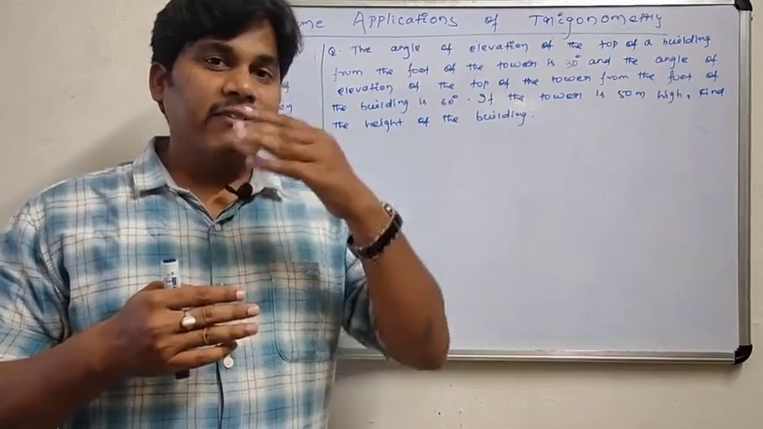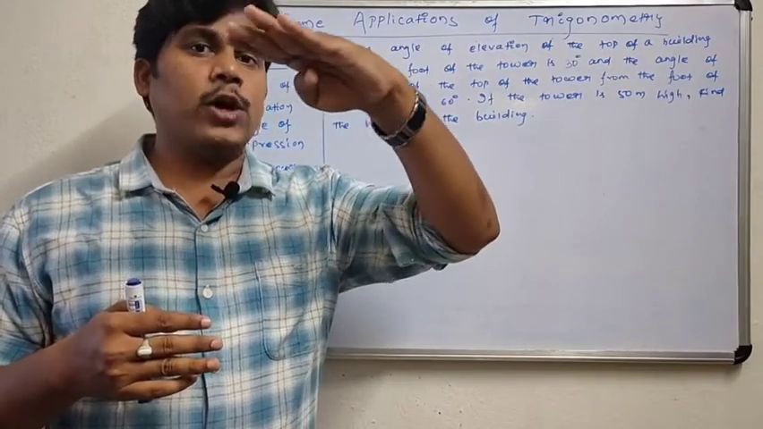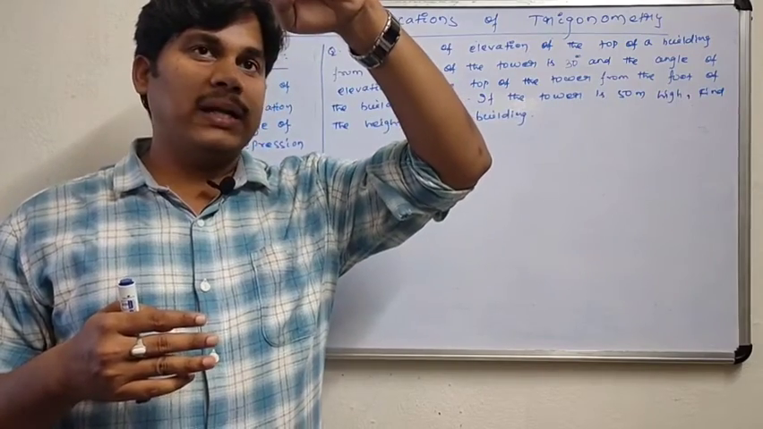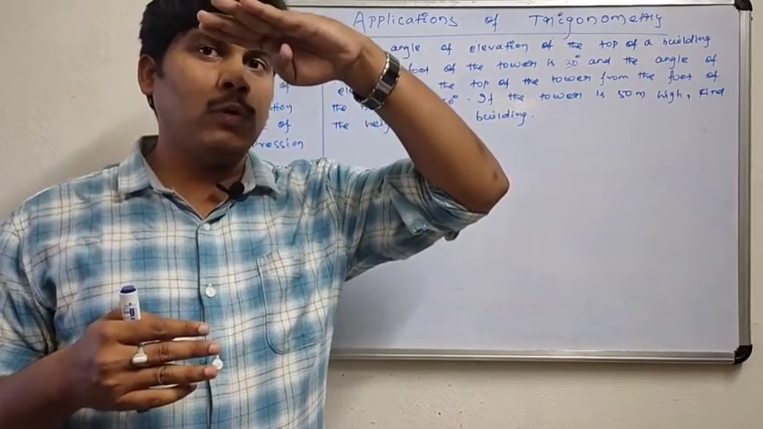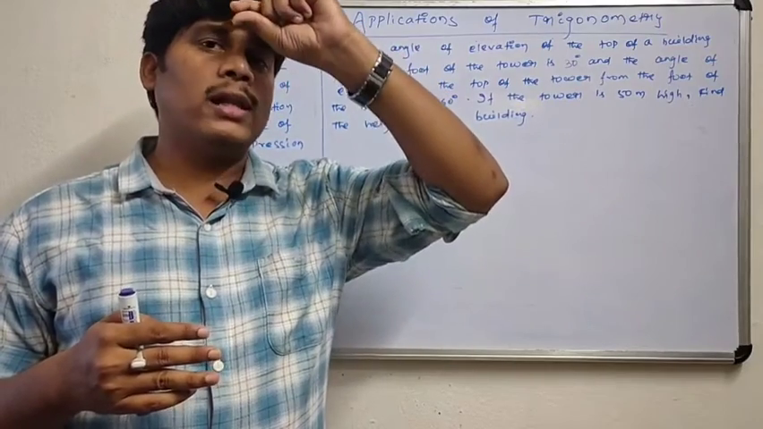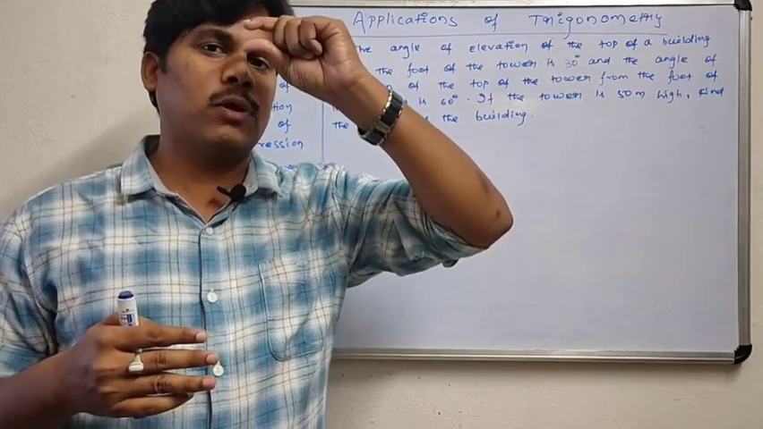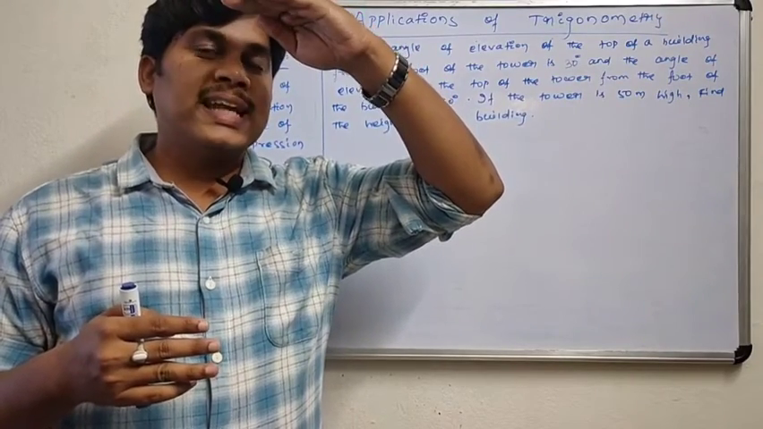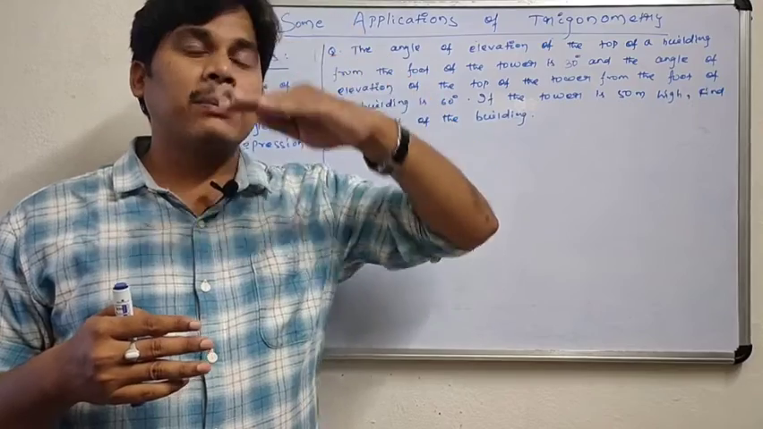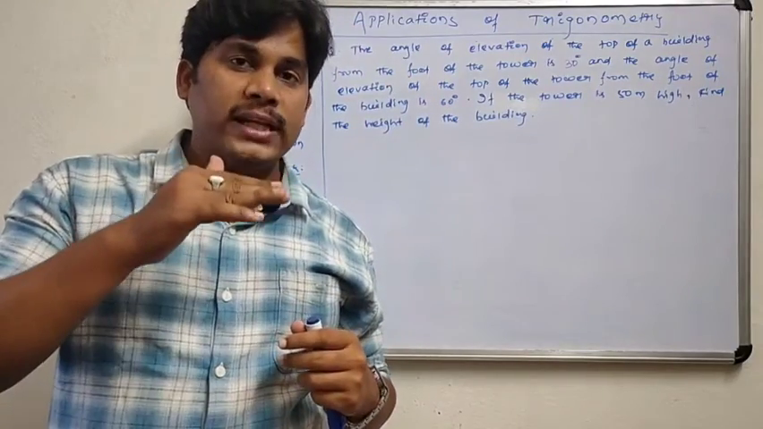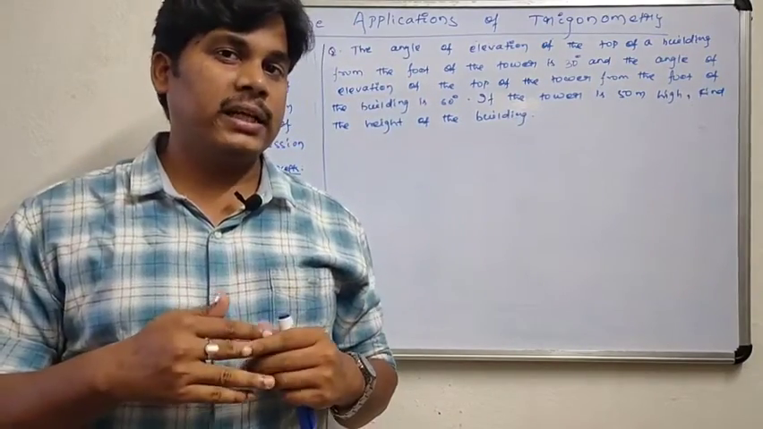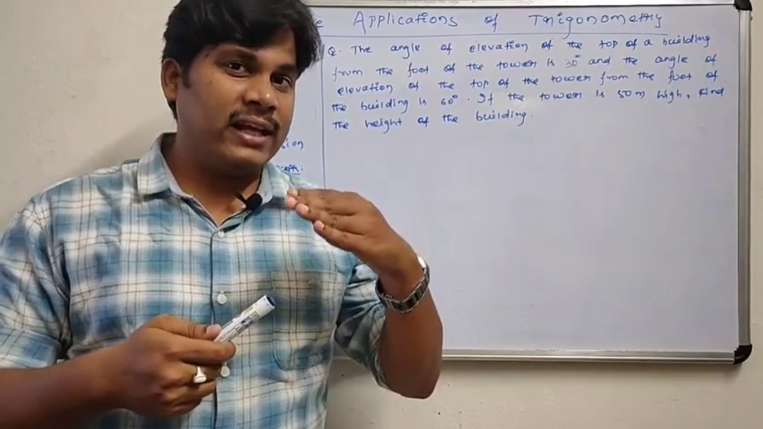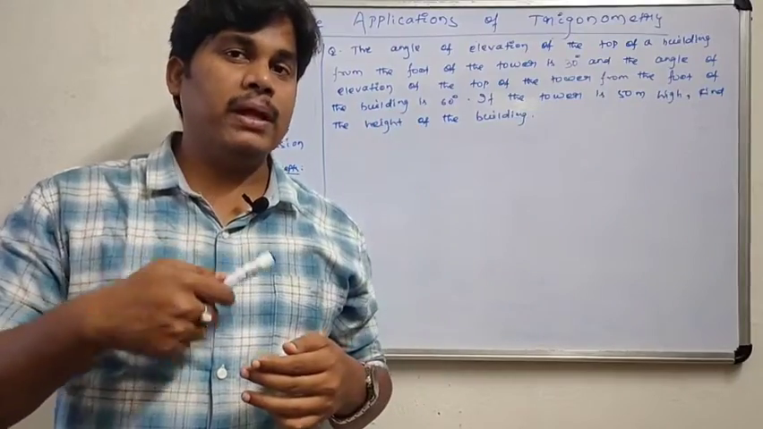Just see, if this is your eye position, this is the horizontal position of your eye. If you see a less height building, then you have to raise your head a smaller length. That means your angle of elevation is small. If you see a larger height object, you have to change the head position in a large manner. That means the peak position of the object will indicate the angle of elevation. That means if the angle of elevation is more, then the height will be more.